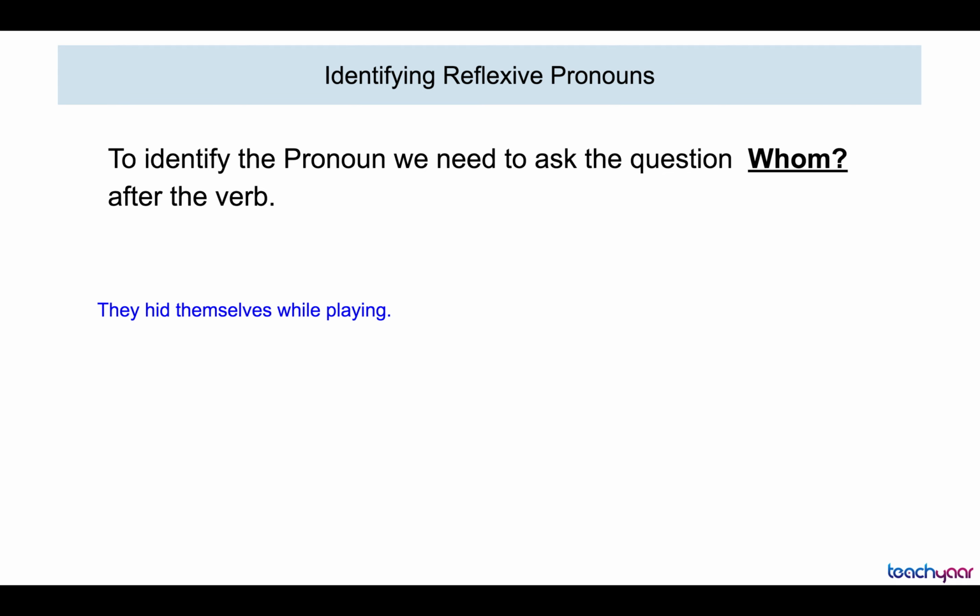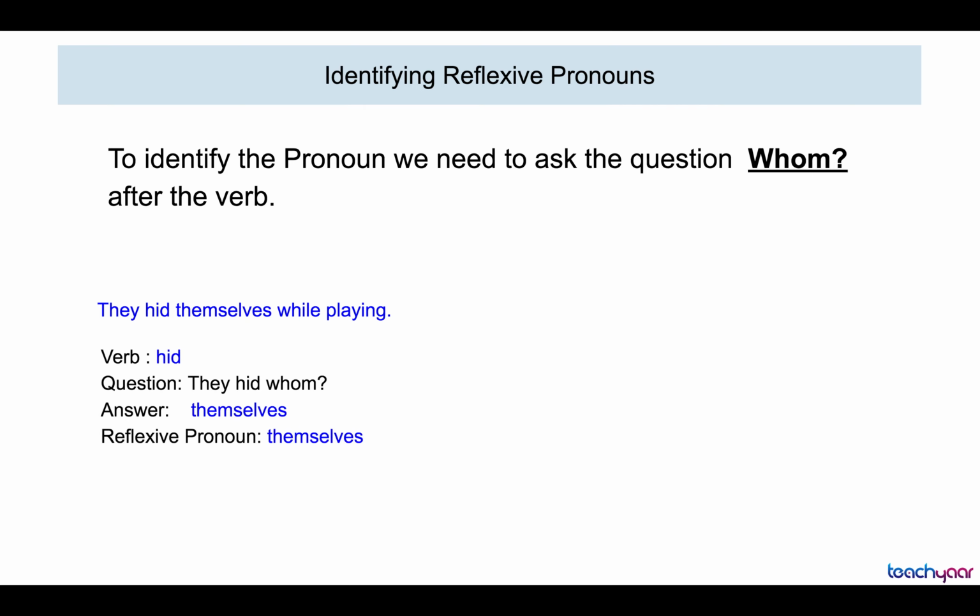Let's take a few examples. They hid themselves while playing. So first of all, we identify the verb. Which is the verb? Hid. So we ask the question, they hid whom? And we get the object, the answer, themselves. So this is the reflexive pronoun, themselves. So it's very simple.